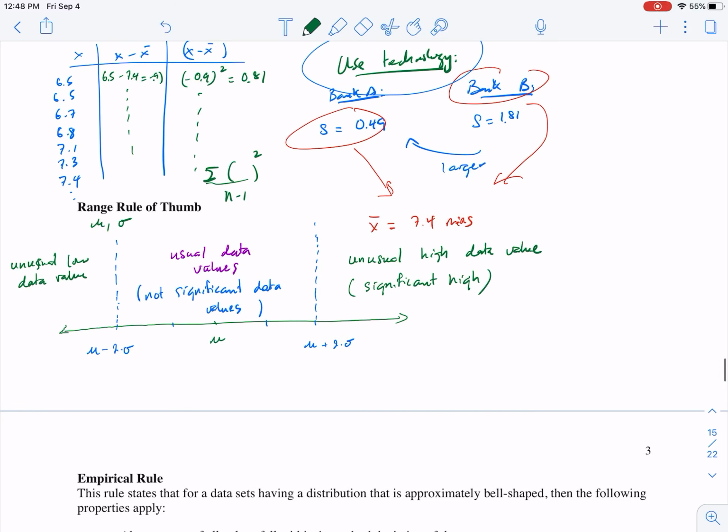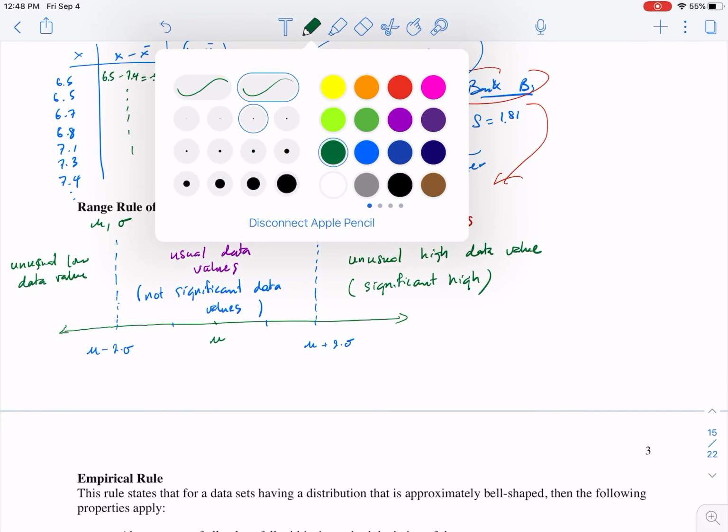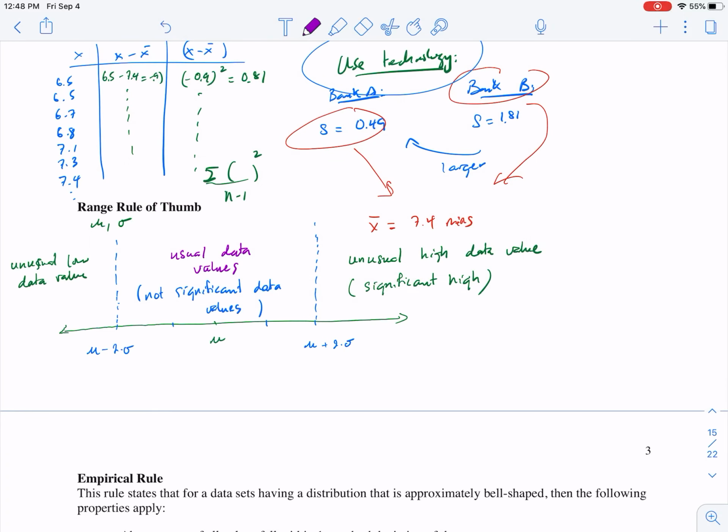So the range rule of thumb says that anytime we have a data set, we can first find the mean and the standard deviation, and from there we can classify and identify unusual data values.